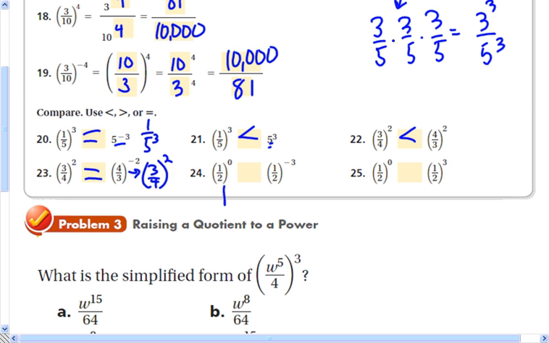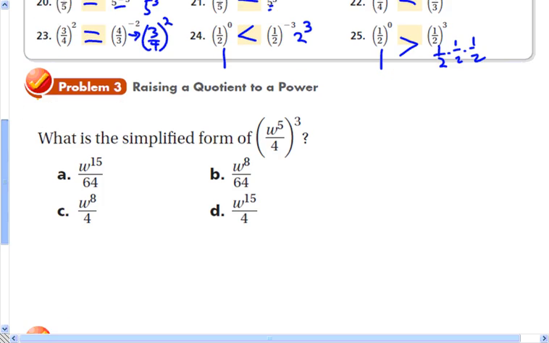1/2 to the negative third is the same as 2 over 1 to the positive 3, which is greater than 1. And again, here we have 1, but here we have 1/2 to the third. That's 1/2 times 1/2 times 1/2, which just keeps getting smaller, so 1 is greater than that.